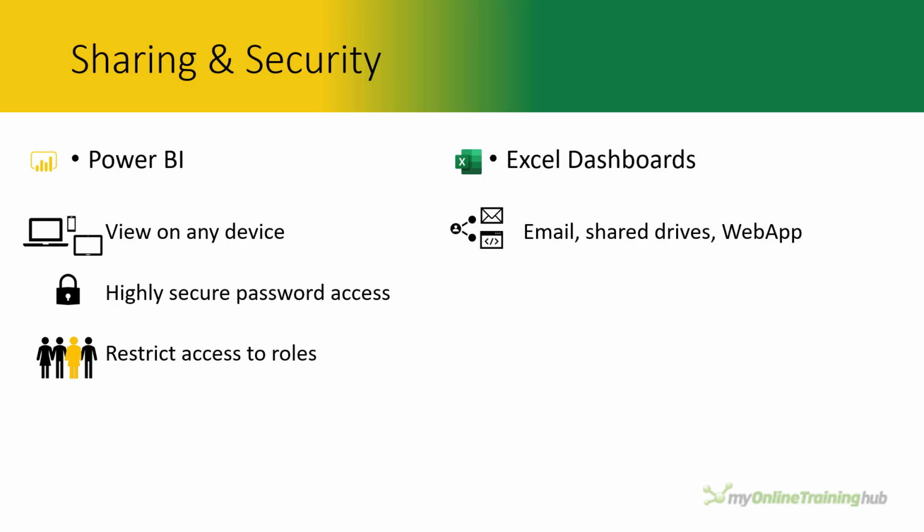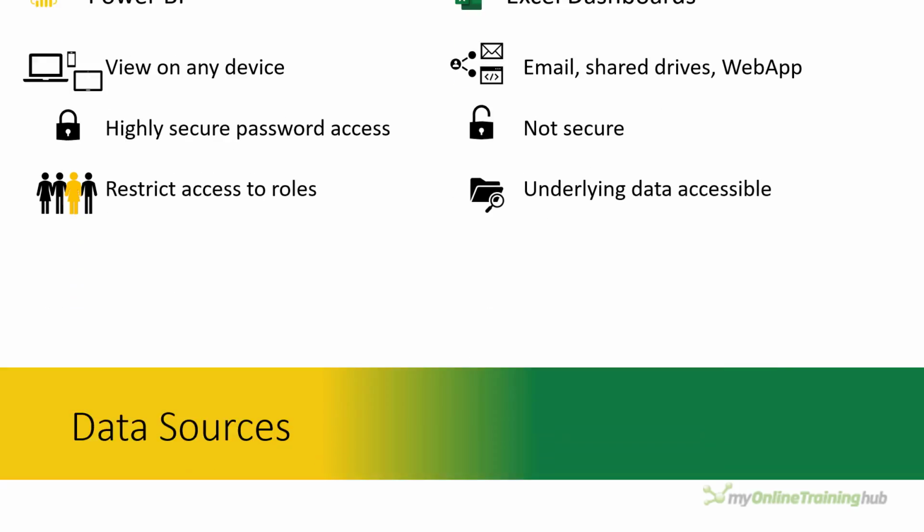With Excel, the options for sharing are limited to emailing files, saving them on shared network drives where others can open them, or embedding reports in web pages using the web app. The downside is there's no real way to secure your data. Even if you password protect the file, a savvy user can still get to the data. So if securing the data is critical, your best option is Power BI.